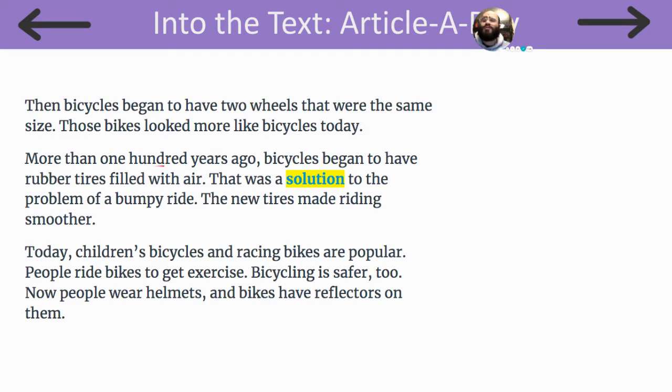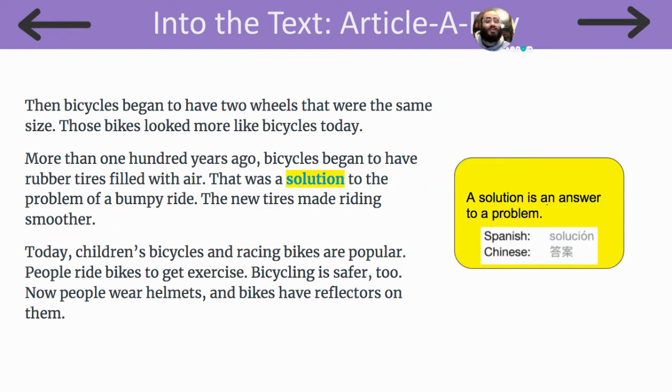More than 100 years ago, bicycles began to have rubber tires filled with air. That was a solution to the problem of a bumpy ride. The new tires made riding smoother. And a solution is an answer to a problem. So there were a lot of bumpy rides. So the solution was to fill the tires with air.